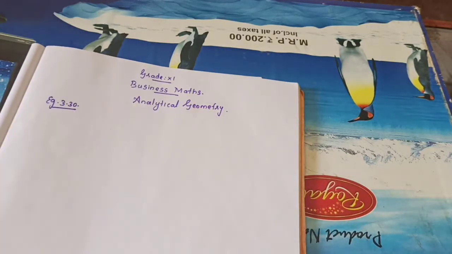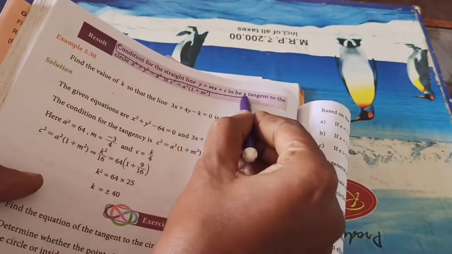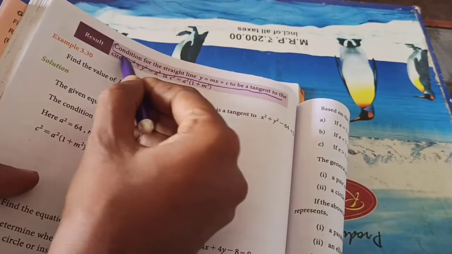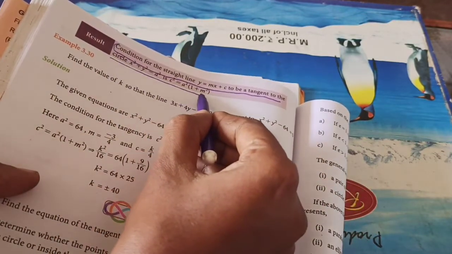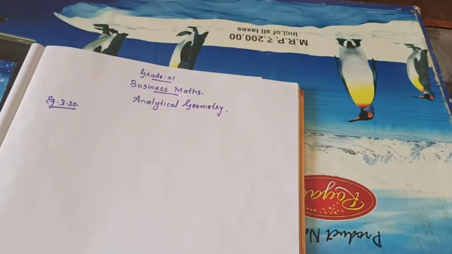Example 3.30. Before that we need to learn one condition. Take this down in your note. Condition for the straight line y is equal to mx plus c to be a tangent to the circle x square plus y square is equal to a square: c square is equal to a square into 1 plus m square. This is the formula we are going to use for the next problem. Take it down in your note, and afterwards start to write this example.